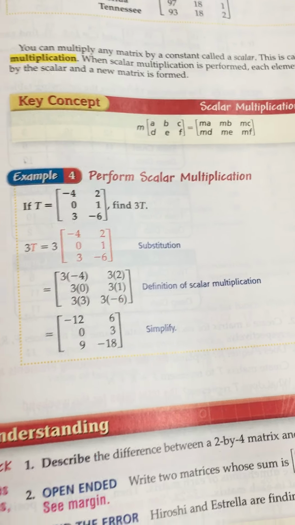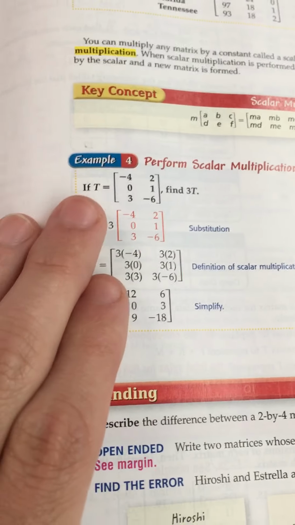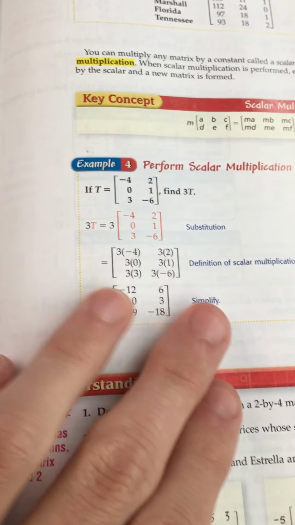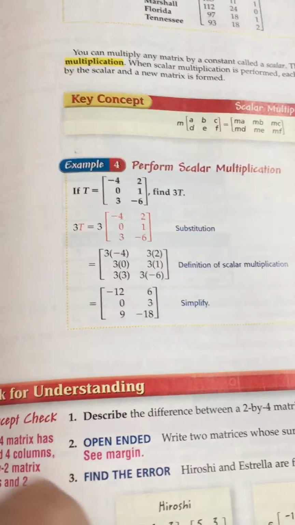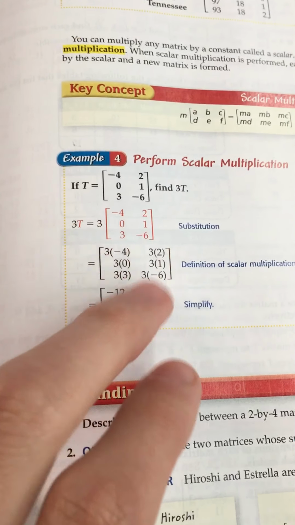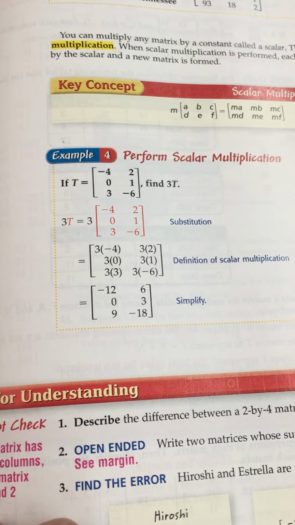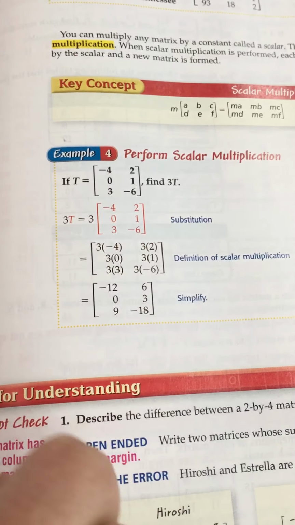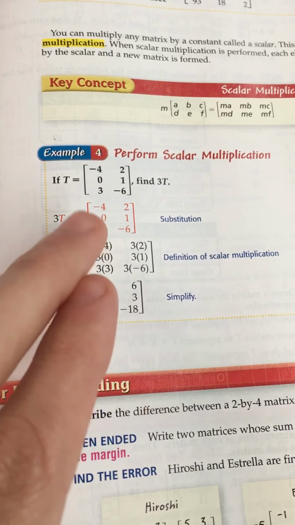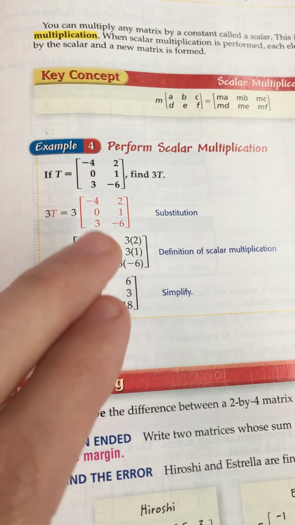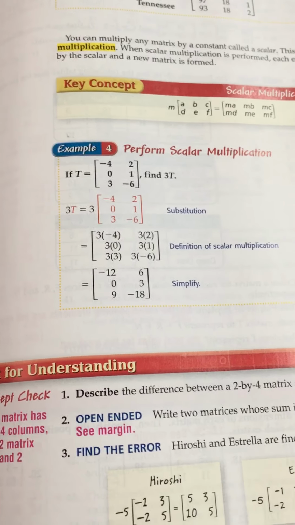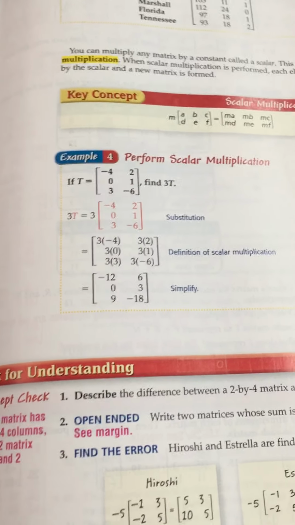Example 4, really simple as well. It says if T is our 3 by 2 matrix, then find 3T. Basically that means we're multiplying 3 into every single entry of this matrix, every row and column, which is really simple. They went 3 times -4, they got -12. 3 times 0, 0. 3 times 3, 9. 3 times 2, 6, and all the way down. This is really simple. It's not real hard.